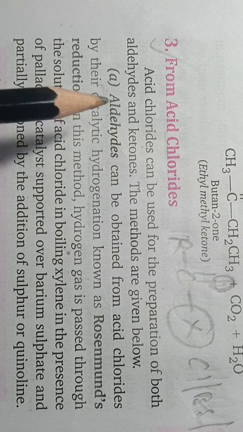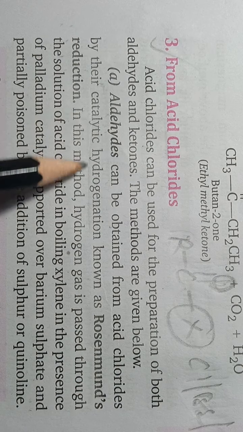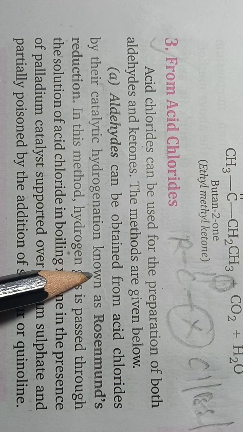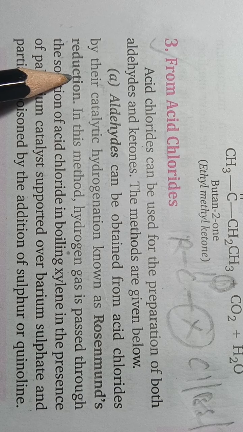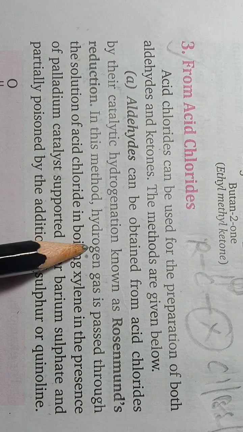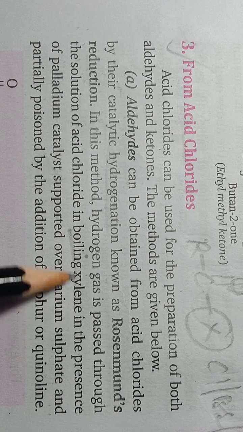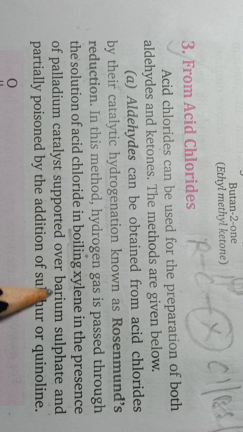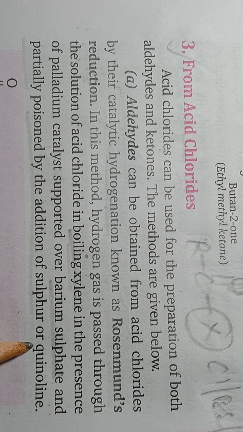Aldehydes can be obtained from acid chlorides by their catalytic hydrogenation, so addition of hydrogen in the presence of a catalyst. The reaction is known as Rosenmund's reduction, because you all know that addition of hydrogen is also considered as reduction. In this method, hydrogen gas is passed through the solution of acid chloride in boiling xylene in the presence of palladium catalyst supported over barium sulfate and partially poisoned by the addition of sulfur or quinoline.